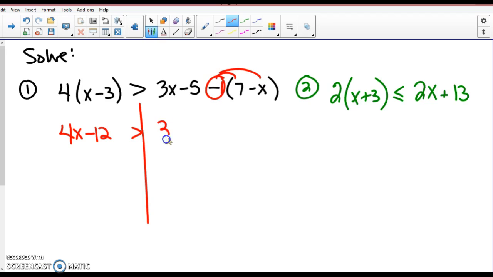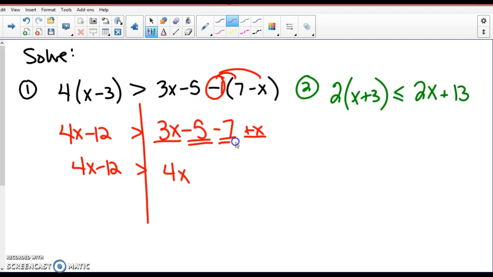So I'm going to have 3x minus 5. Negative 1 times 7 is negative 7. And negative 1 times negative x is positive x. This side, 4x minus 12, is greater than 3x plus x is 4x. Negative 5 minus 7 is negative 12.